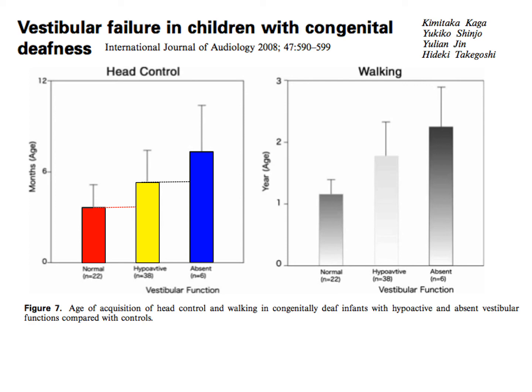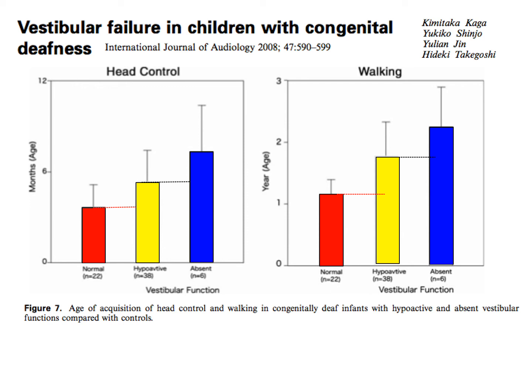With regards to walking, as you know, most typically developing children will start to walk anywhere between 12 to 13 months of age. But for children who have this hypoactive or diminished vestibular function, you'll see that gets delayed to about 18 months or so, or just past 18 months of age. They won't walk, and for some individuals that can be longer. It can actually be out to 2 years of age. And for children who have a completely absent, so no vestibular function, that gets delayed to past 2 years of age, almost out to 3 for some individuals.